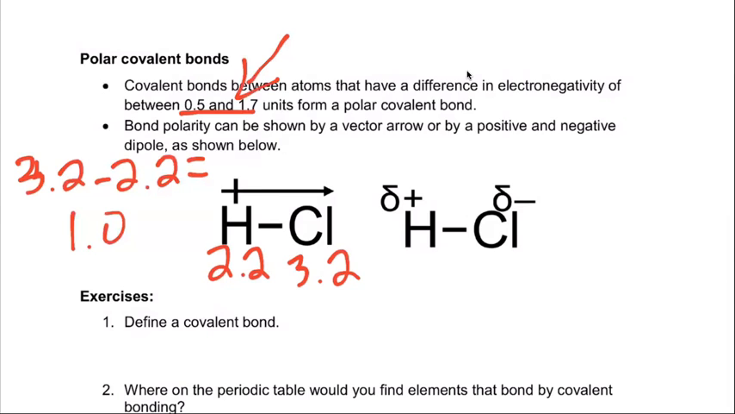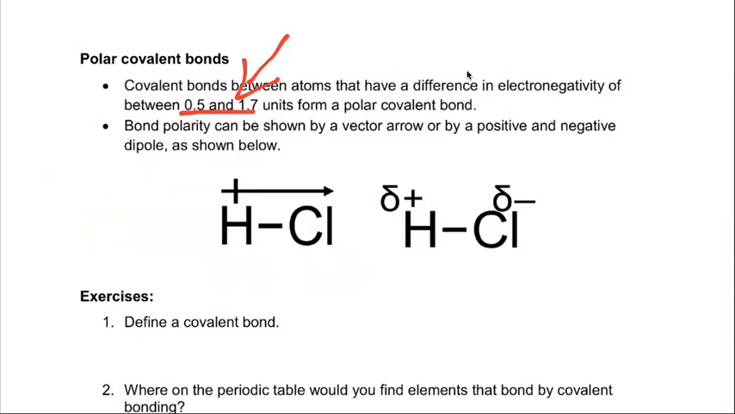Once I determine that a bond is polar, I need to be able to indicate on the bond which direction the polarity is going. There are two ways you can represent it, and y'all can see them right on here. One of them uses what's called a vector arrow.